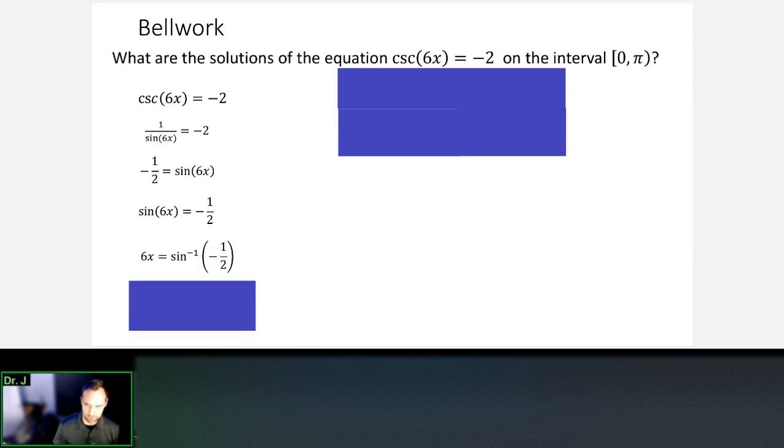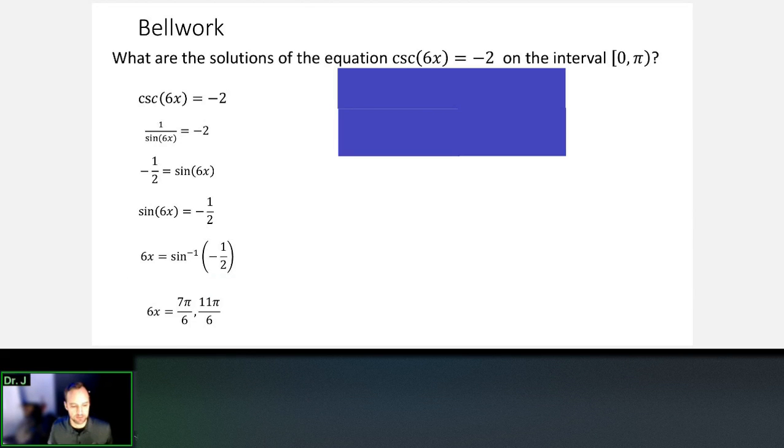All right. So on your unit circle, what is arc sine of -1/2 equal to? And yes, you have to use your unit circle. If you use your calculator, you only get one solution. All right, we got 7 pi over 6, 11 pi over 6. All right, so what's our next step?